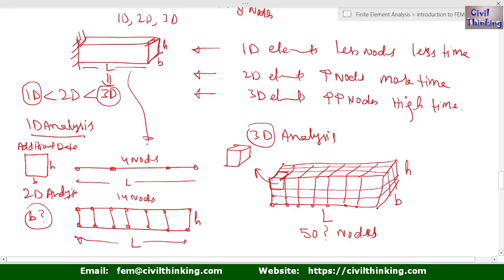Then you have to decide based on the project, your time, and what you need, why you want to carry out the analysis, and you have to use whatever it takes for the analysis. Whatever result you want, based on that you have to choose the element, or based on the time.